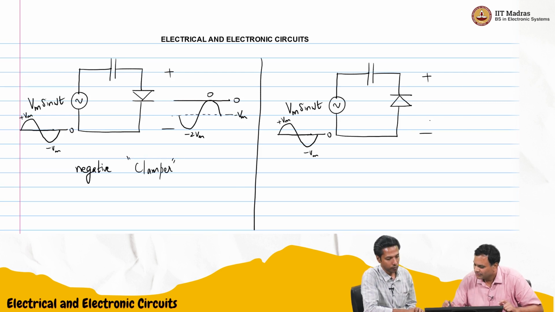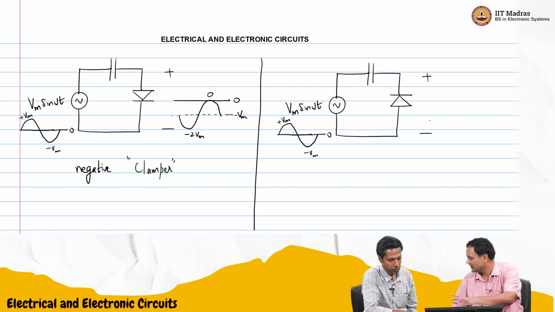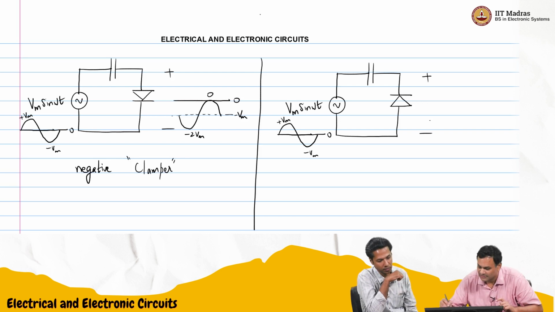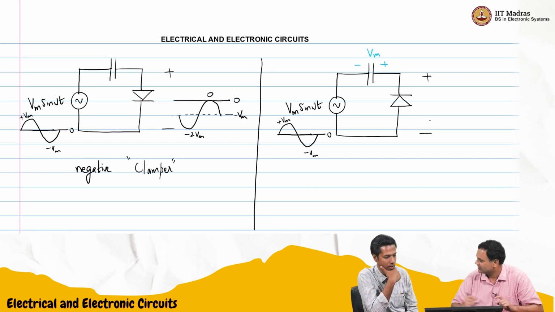Let us see. On the positive side, it looks like the diode is reverse biased. So we'll ignore that for now. We will plot the actual curve later. On the negative side, the diode is forward biased, and so the capacitor will charge to the peak value, which is minus Vm. So it conducts like this, and it will charge to Vm like this.